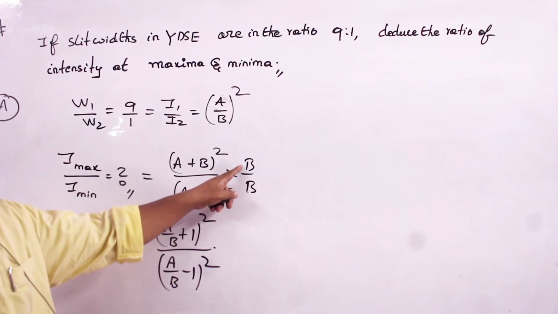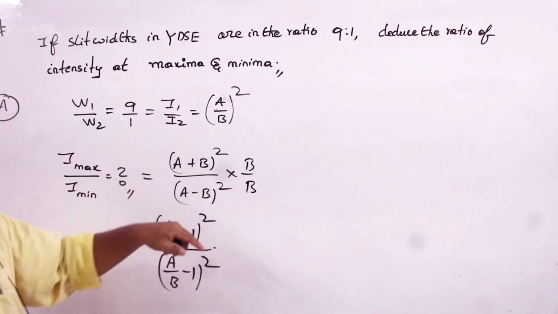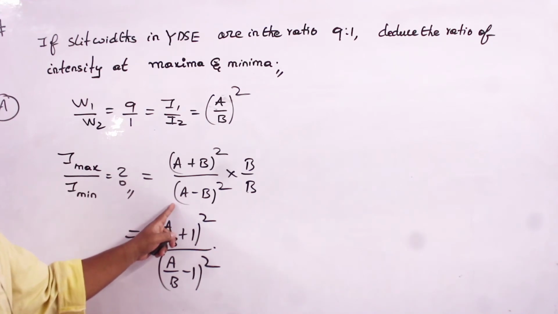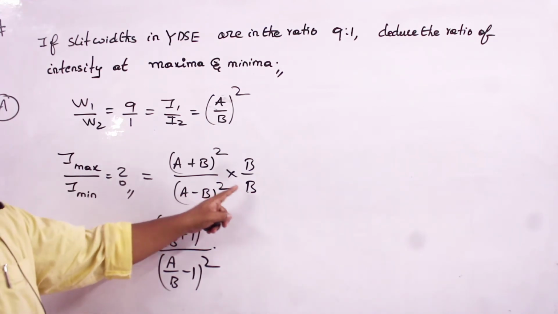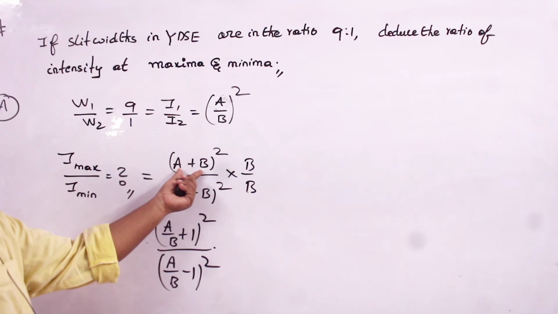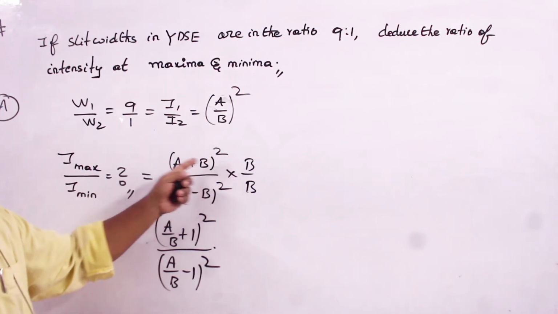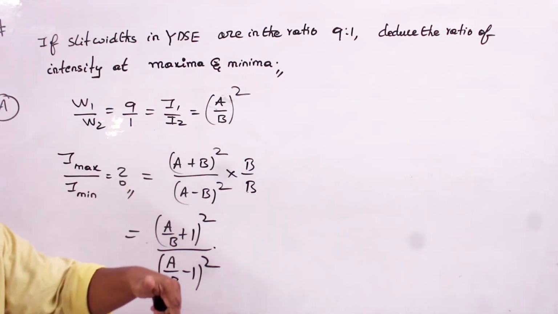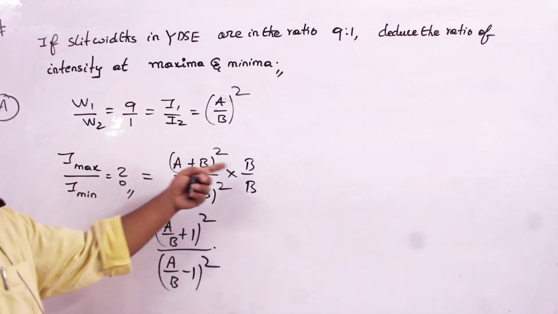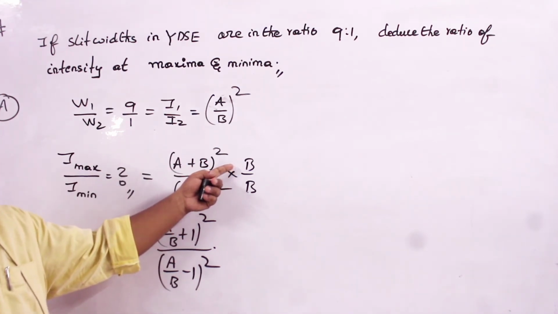Similarly, this b becomes the denominator for a minus b. This b goes into the denominator of this one. This b goes into the denominator of the denominator. Denominator of a denominator is numerator. Are you able to understand?